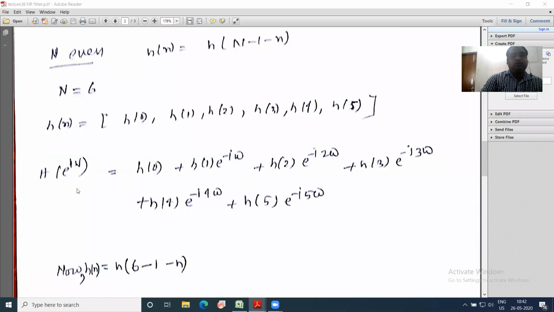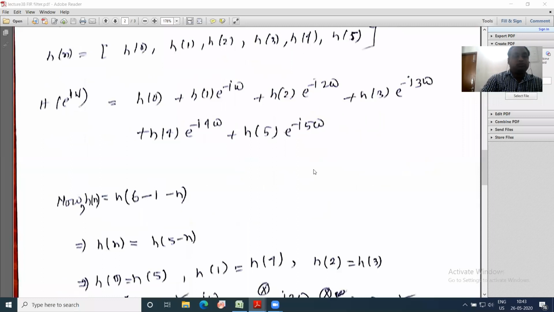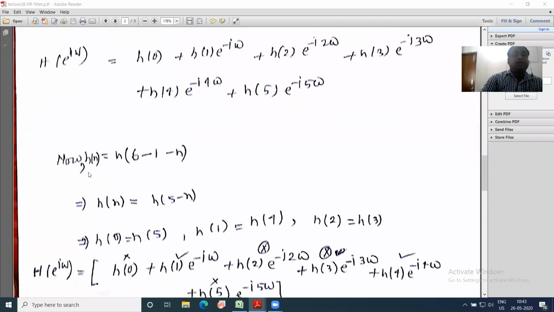Okay, so H of e power j omega equals h0 plus h1 e power minus j omega, h2 e power minus j2 omega, h3 e power minus j3 omega, h4 e power minus j4 omega, h5 e power minus j5 omega. Now suppose I have h of n equal to h of n minus 1 minus n, that means for n equal to 6, h of n equals h of 5 minus n.